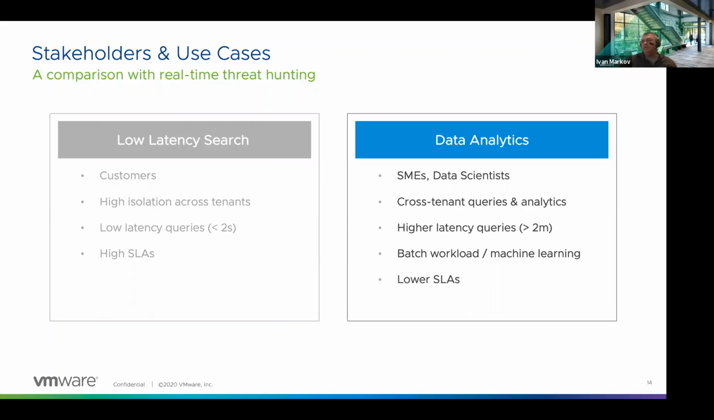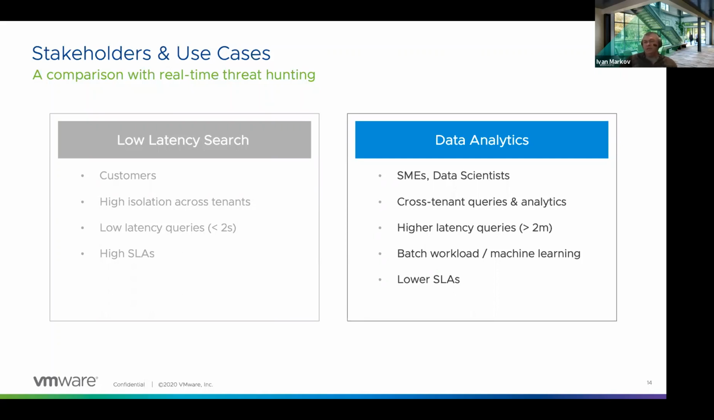Now, the data analytics solution is primarily for subject matter experts, or as we call them, threat hunters, as well as for data scientists. And this is, by the way, defining a lot of the other things I'm going to mention. For example, we don't need such a high isolation across tenants, right? I mean, if the tenants are not really seeing, for the most part, the data in the data lake, then it's not so important. But what we really need is cross-tenant queries and analytics.